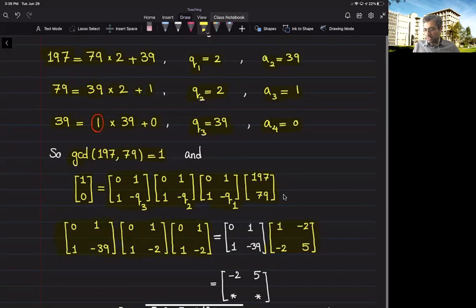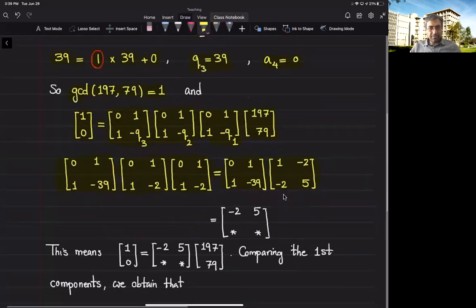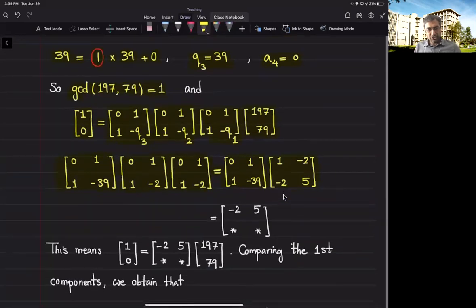And I do this computation for the second row, and I end up getting that it is negative 2 and 5. Instead of computing this product, always when we are interested in this kind of Diophantine equation and we are using this Euclid's algorithm, we don't care about the second component in the second row of the whole multiplication. We only care about the first one because this is our GCD.